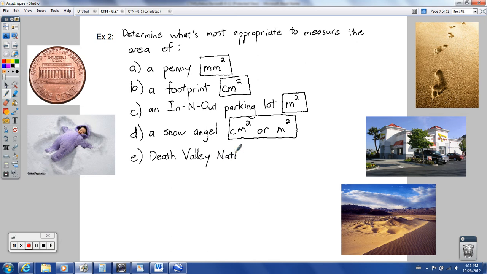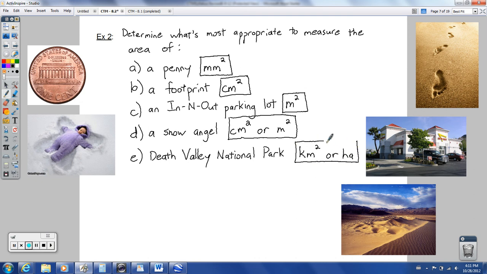National Park. Maybe not in June, July, and August though, because they've had some pretty insane temperatures there. Death Valley National Park, I think, would be best to measure in kilometers squared. Maybe hectares too, but kilometers squared I think would probably be best. Let me erase that a second. So kilometers squared, or I'll put HA, for hectares.